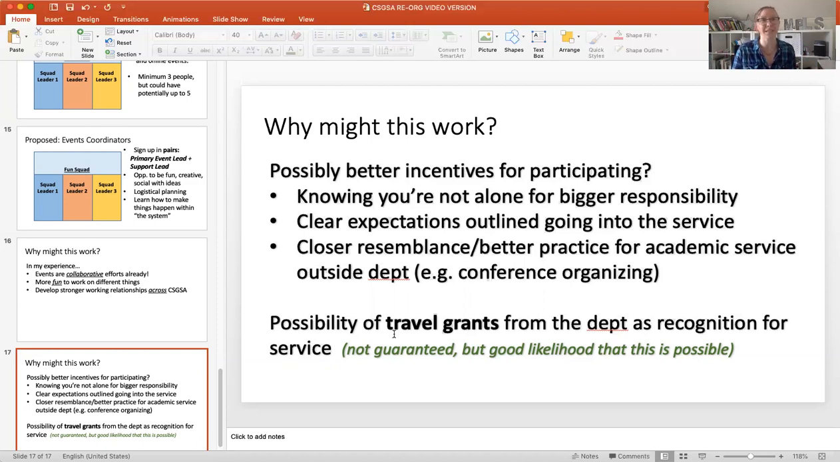And it's a lot easier to justify providing these types of grants if the labor is more spread out across the students in CSGSA, instead of just being like, okay, well, you plan all the social events, you handle all of the other large events that we want to be doing. It just makes more sense.